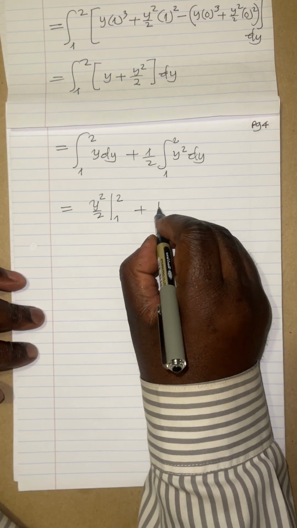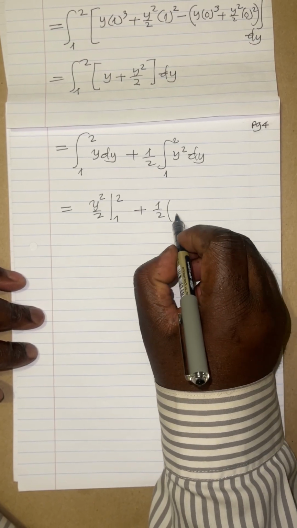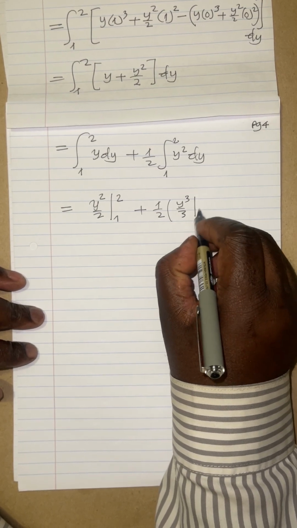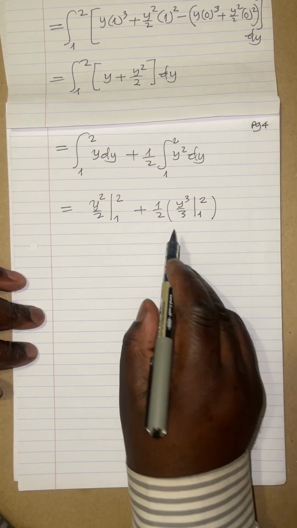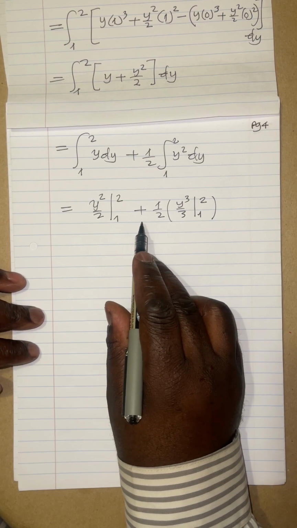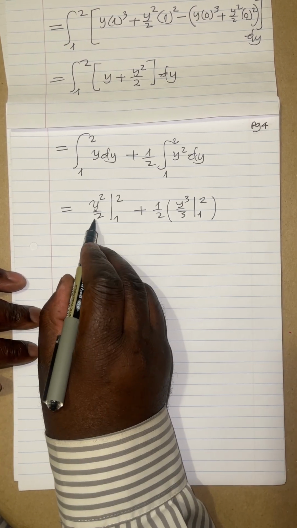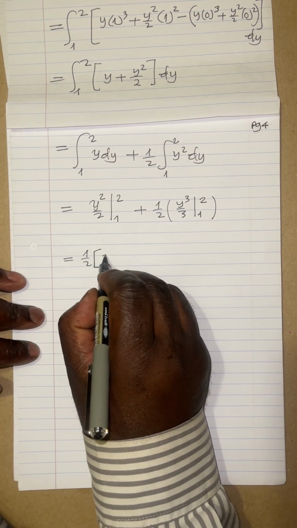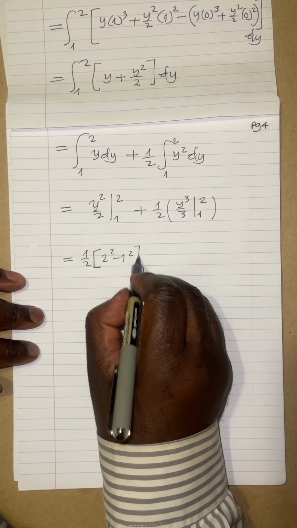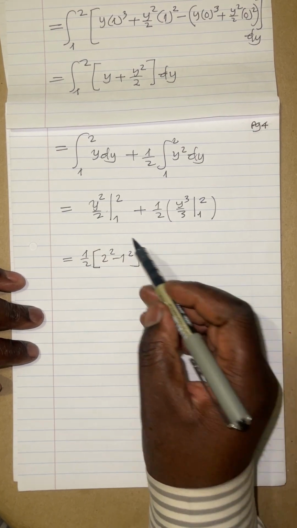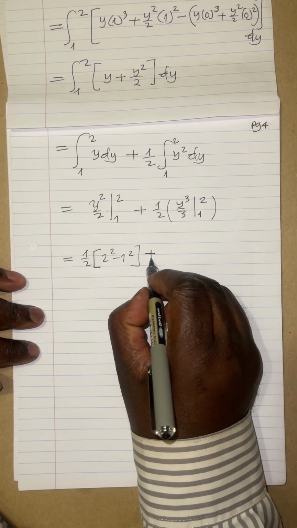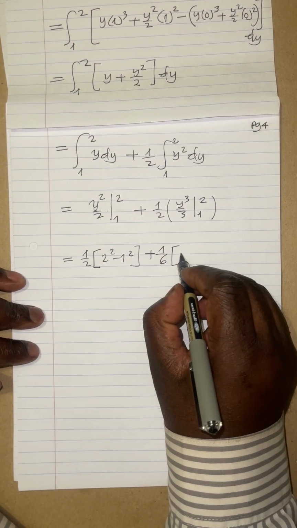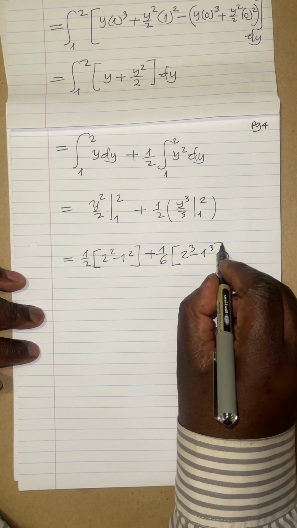And then plus 1 over 2, and what do we have there? We have there y cubed over 3, limits of integration 1 and up to 2. Now 3 is a constant, is dividing. I can take it out, it will multiply with 2. And the same story here. So I can rewrite this as 1 over 2, and then 2 squared minus 1 squared. There. Put 2 there and put 1 in the place of y squared. Then plus 1 over 6, and remember the 3 can come out, and then 2 cubed minus 1 cubed.